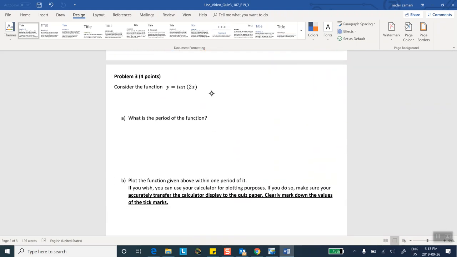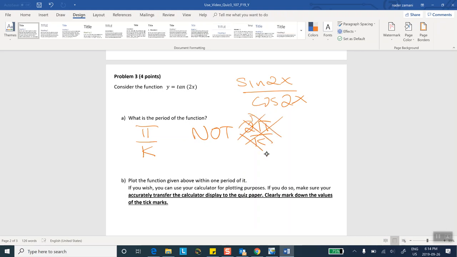Now we go down here. Let me write this for my own benefit: sine of 2x over cosine of 2x. One thing you know is that the period for tangent is pi over k, not 2 pi over k. I'm so surprised that so many people did 2 pi over k. Okay, good. So you look at this, your k is 2 right there. So the period is equal to pi over 2. Obviously, it's pi over 2.